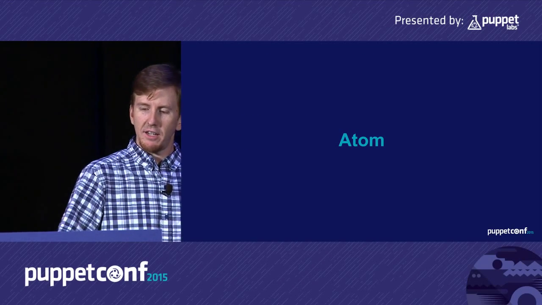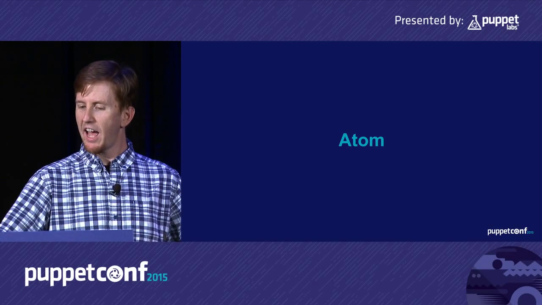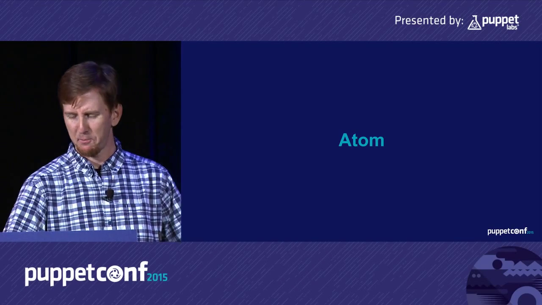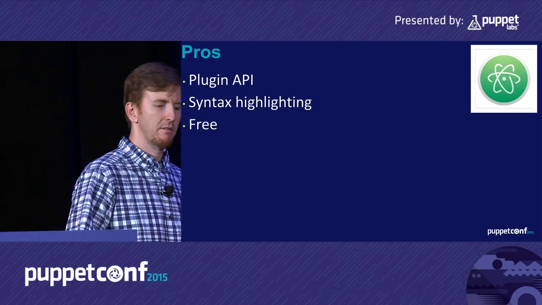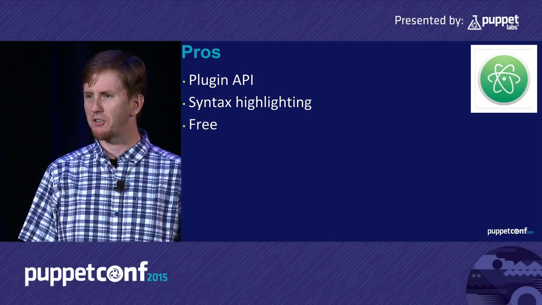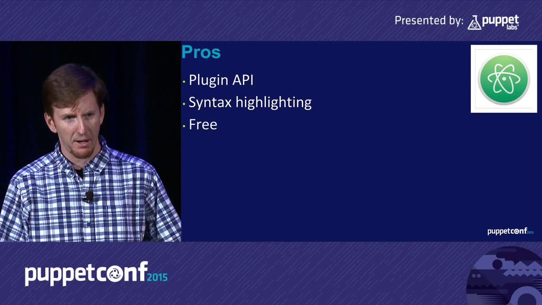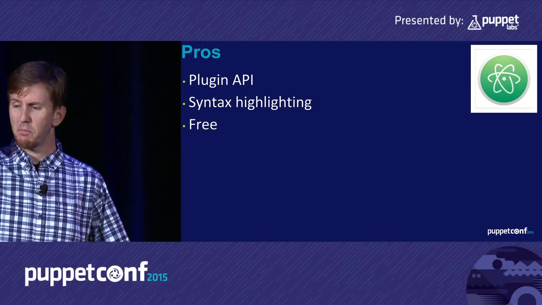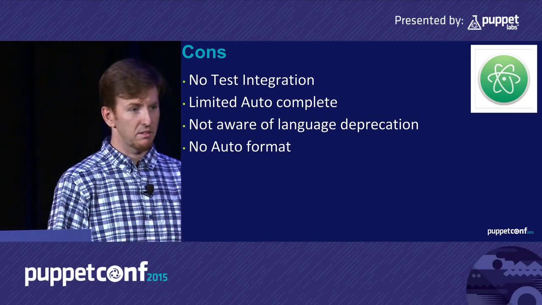So Atom is kind of like the Docker of Notepad IDEs right now. Everybody's talking about it. Everybody says they love it. What are the pros? It's free. It's got a plugin API that you can write to, and everybody writes to it. And some of them are really bad plugins that crash. Syntax highlighting, right in there, built in. Great. What's not good about it?